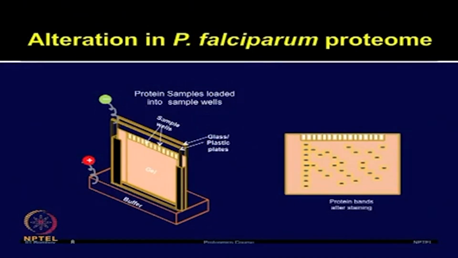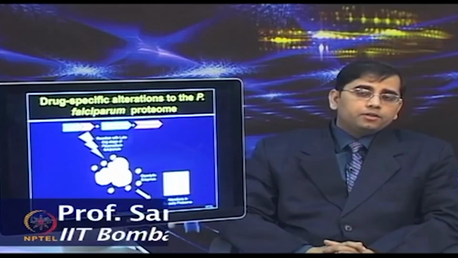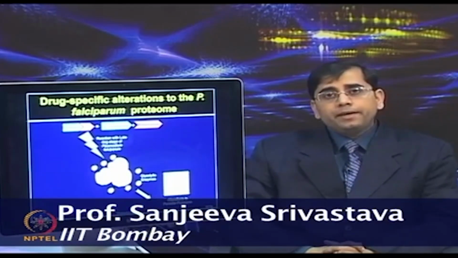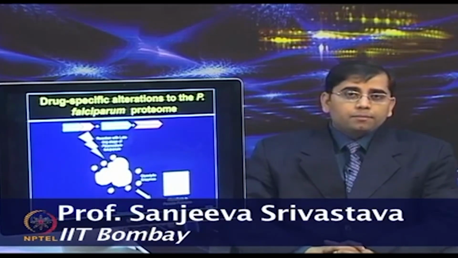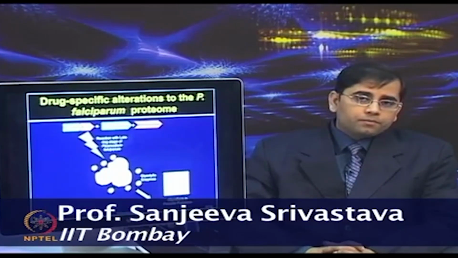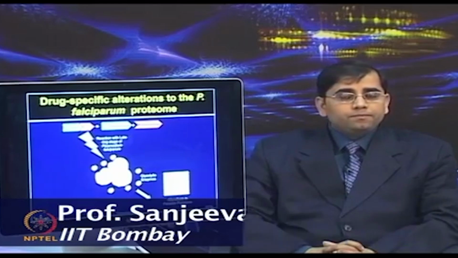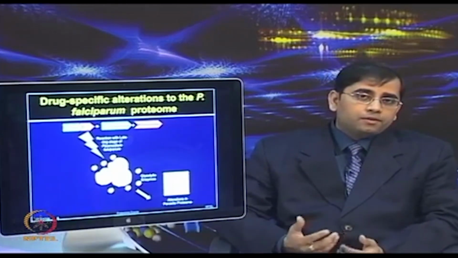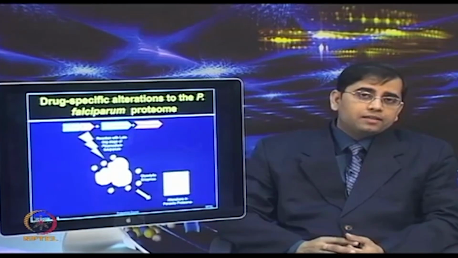After the IEF was done, they equilibrated these IPG strips and then applied them on a 12.5% vertical SDS gel. After the second dimension separation based on molecular weight, these gels were stained with silver or Coomassie brilliant blue stains. So, by employing two-dimensional electrophoresis and comparing the gel images using the PDQuest software, the authors were able to see that there is a differential proteomic response which is drug specific.